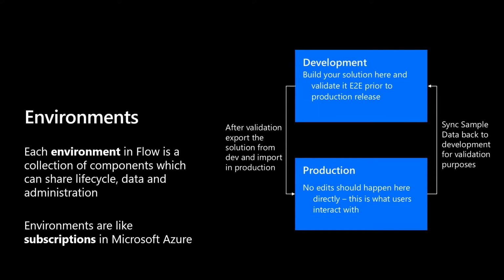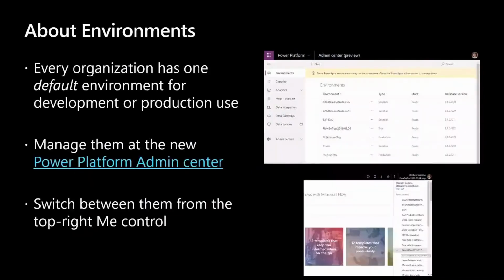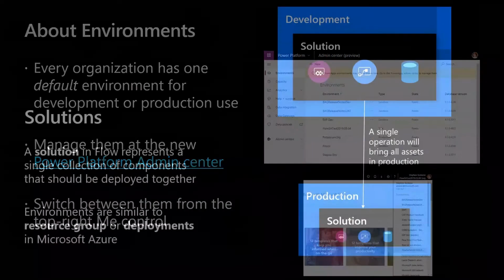The first is environments. Each environment is a collection of resources, and you can think of, you have some development environment, that's your sandbox, you build things out, and then you have your production environment, that's the main place where your application lives. They're a little bit like subscriptions inside of Azure. Every organization gets at least one environment by default. You can add additional ones from the Power Platform Admin Center.